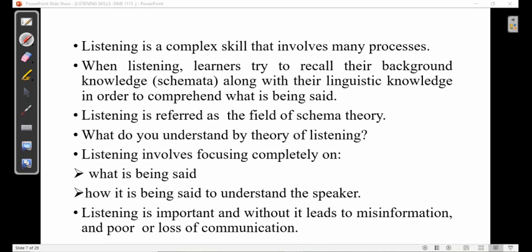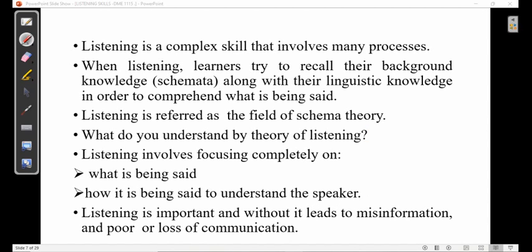So what do you understand by the theory of listening? This is a question we need to answer. So listening involves focusing completely on what is being said, how it is being said, to understand the speaker. Listening is important, and without it, it leads to misinformation and poor or loss of communication. So we need to pay attention as we get to listen to what is being said. What are they really saying? Not just what is being said, and how people are saying what they are saying.